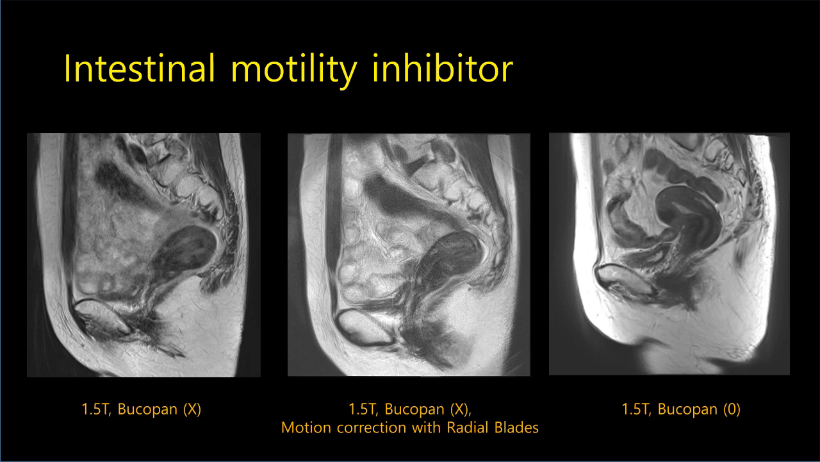The first image is an image without the use of intestinal motility inhibitors, and the second image is an image using the motion correction technique to prevent image shaking caused by intestinal movement. The third image is an image using intestinal motility inhibitors.